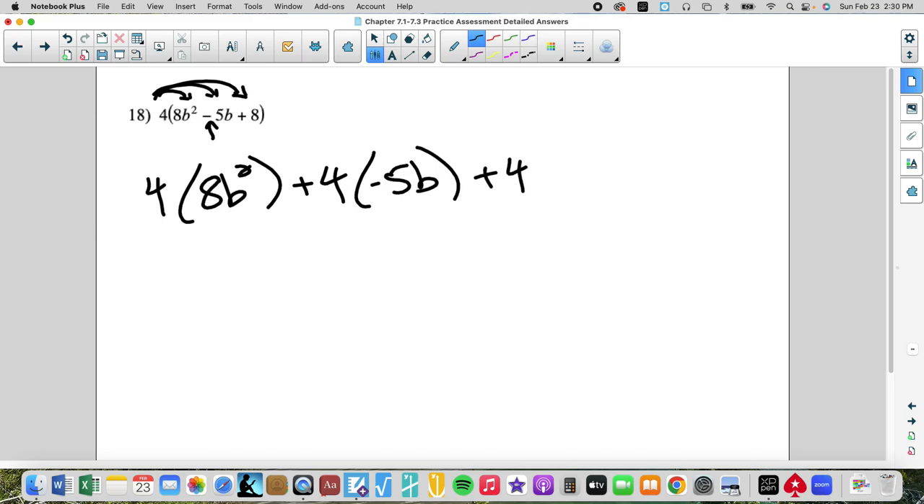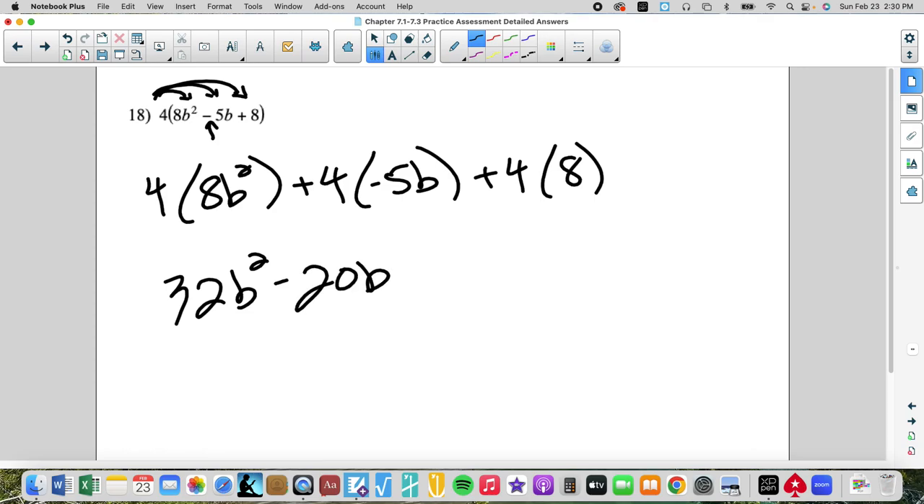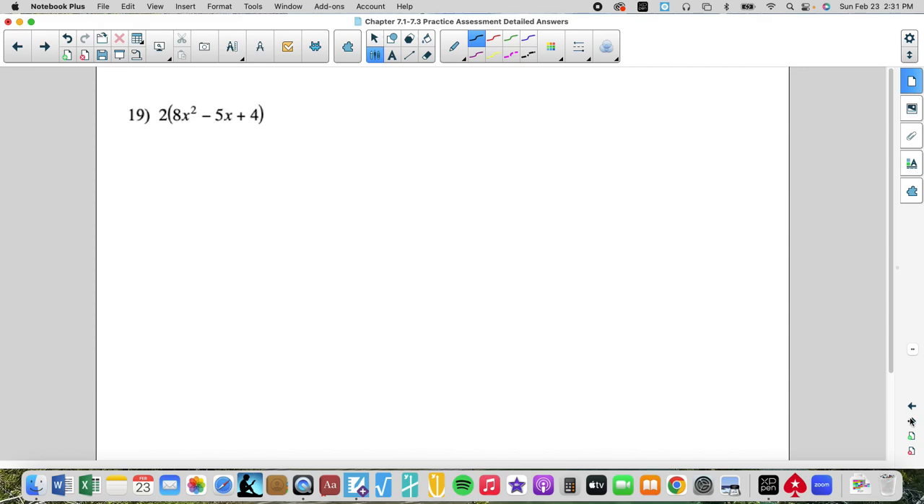And plus 4 times 8. 4 times 8b squared is 32b squared. 4 times negative 5b is negative 20b. 4 times 8 is 32. All right, this is nice.